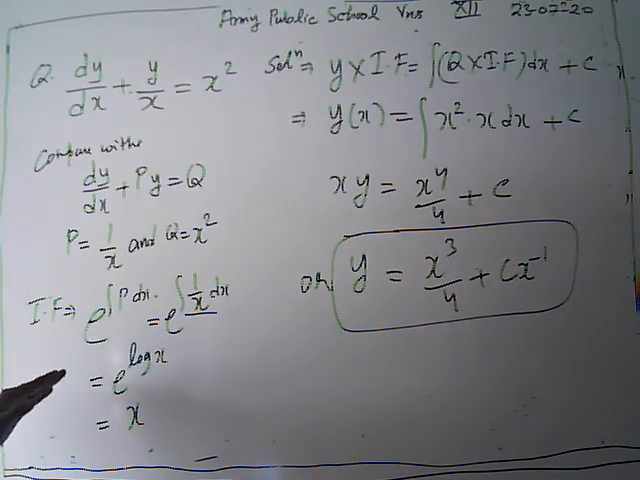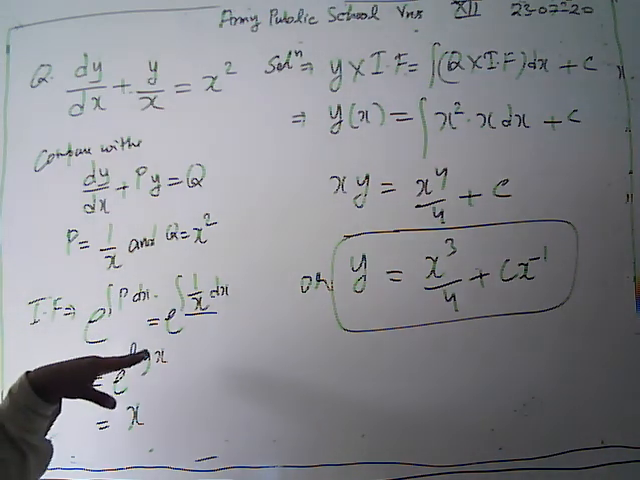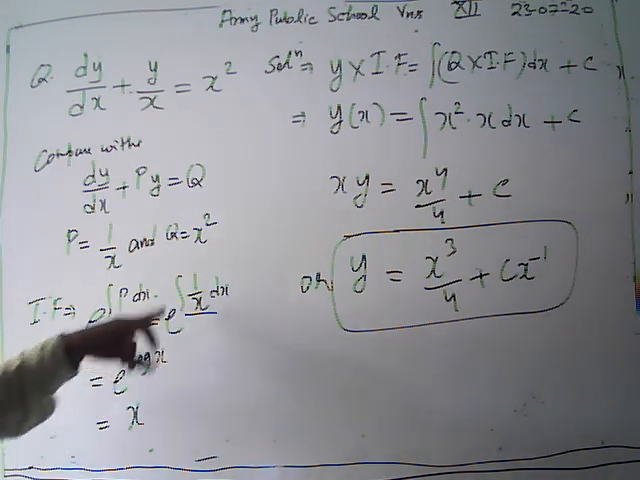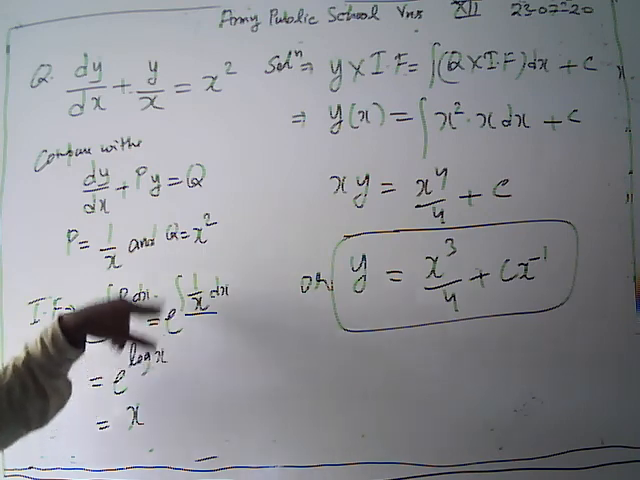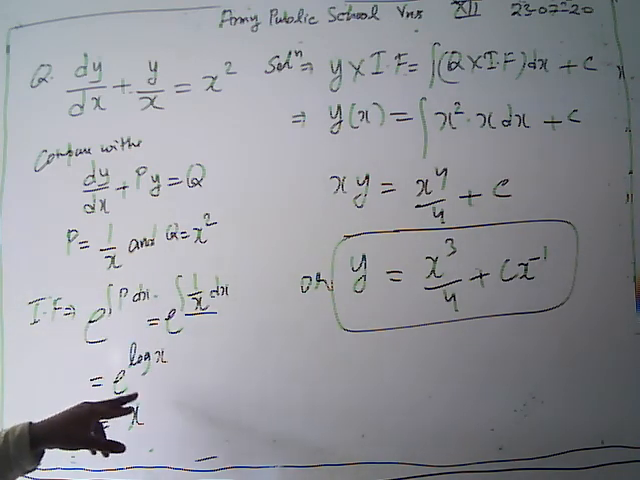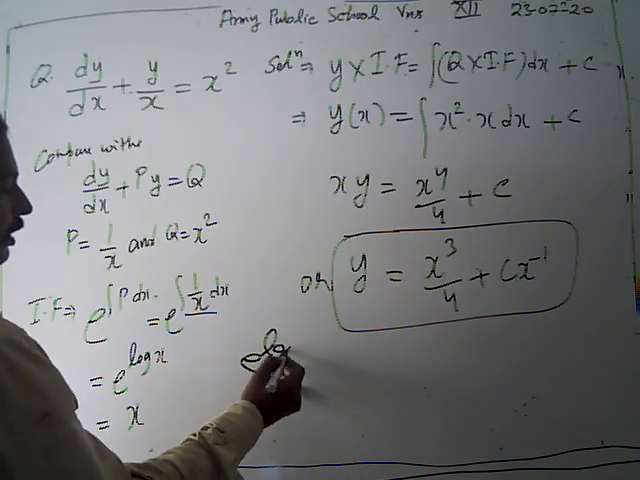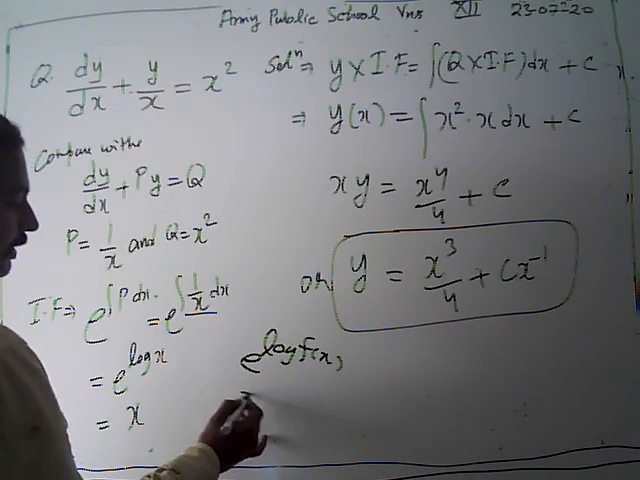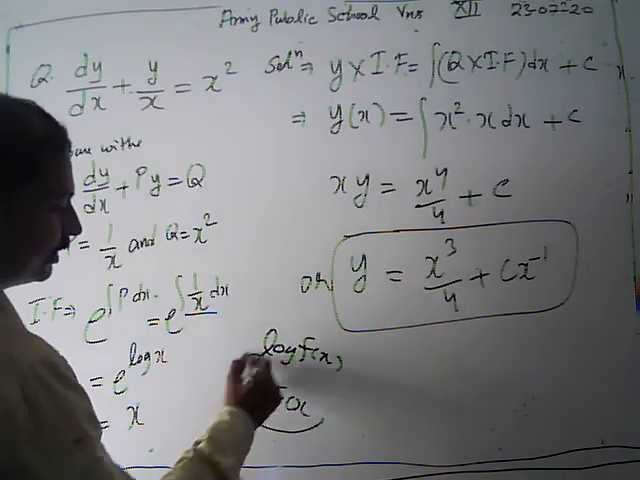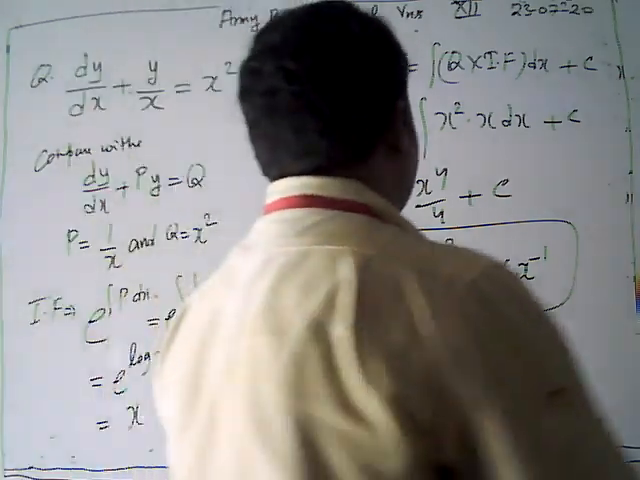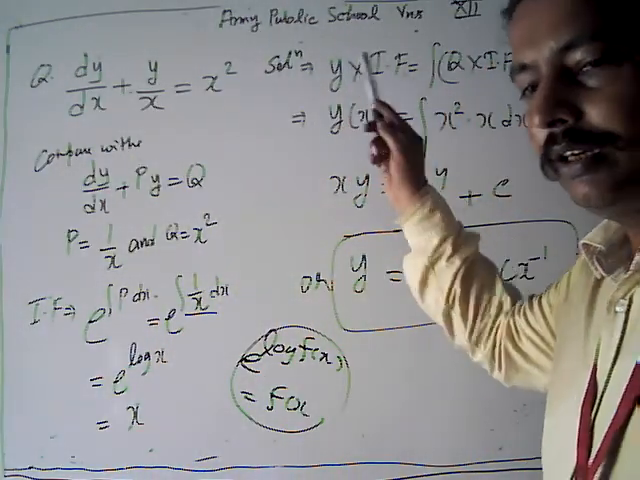How can we get our integrating factor? It's e to power integration of P dx, that is e to power integration of 1/x dx. Then integration of 1/x dx is log x. We get e to power log x. Again, I am telling you, any function of the type e to power log f(x), its value is f(x). Then using this concept, e to power log x is x. Then after that, what is our solution in differential form?